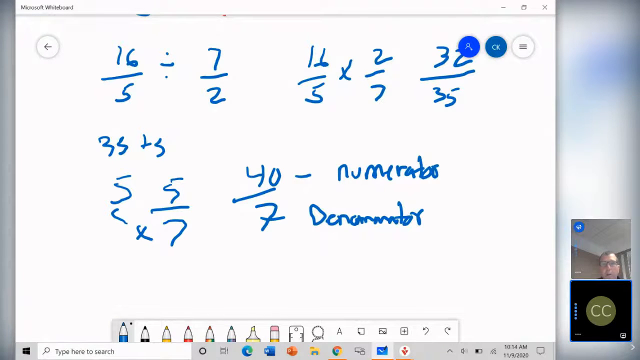Okay, I will go ahead and post some practice so you can work on both dividing and multiplying mixed numbers.